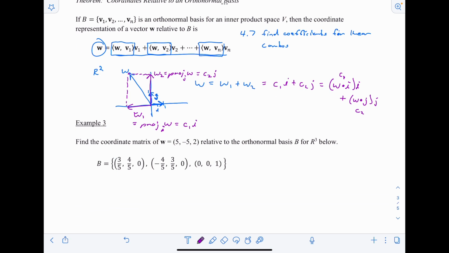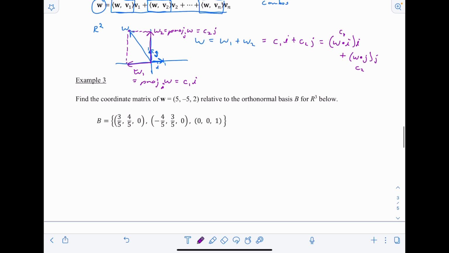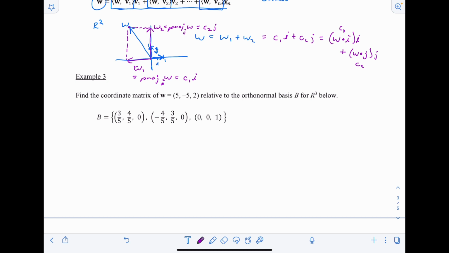If that doesn't make sense, let's jump into an example and use a concrete idea to hopefully drive this home. So our next example says find the coordinate matrix of W equals 5, negative 5, 2 relative to the orthonormal basis B for R3 below. So again, B is our basis, so these three vectors make up our basis, and we basically want to find a linear combination that is going to give us vector W. Now specifically, we're looking for those scalars that we would multiply each of these three vectors by in order to create that linear combination. That's what we're doing here, okay?